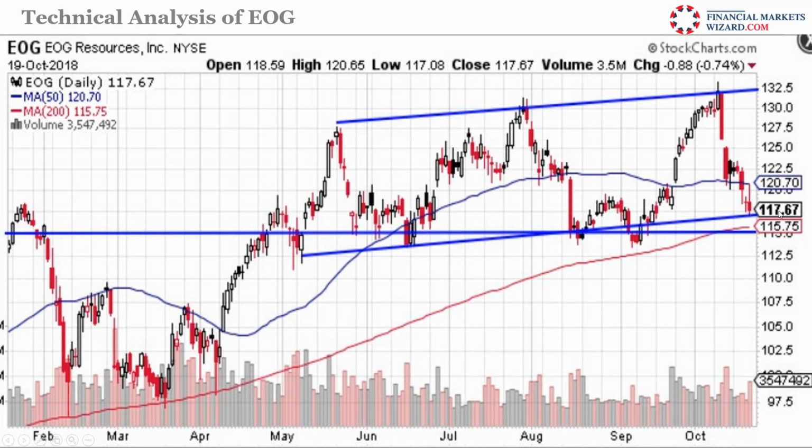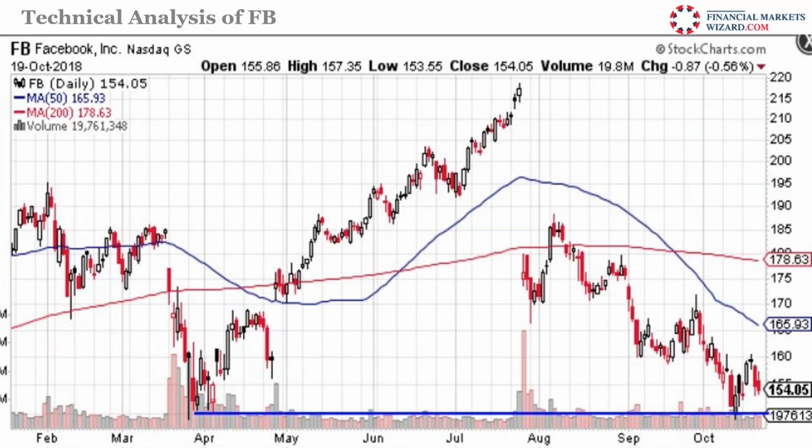Okay. This one, Facebook. So Facebook has a strong support at 150 level. Based on this, 149, 150 is a strong support. Again, this is a support. Facebook is at 154, so there is a 4-point potential, not much, but 4-point potential.